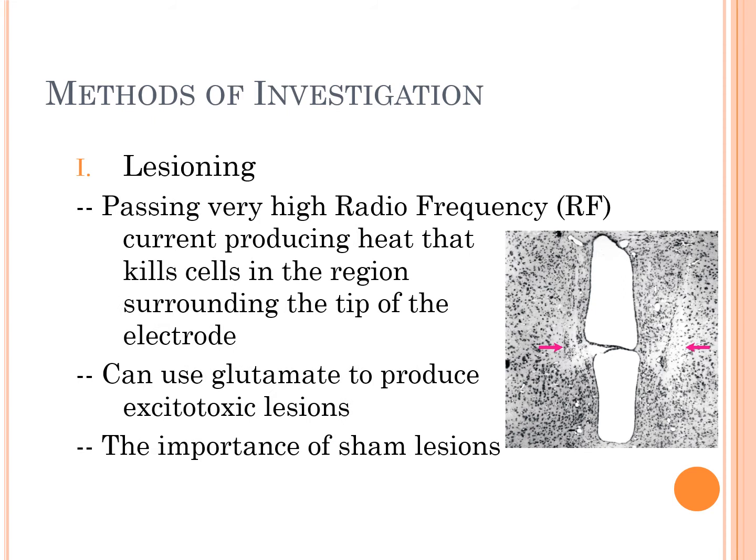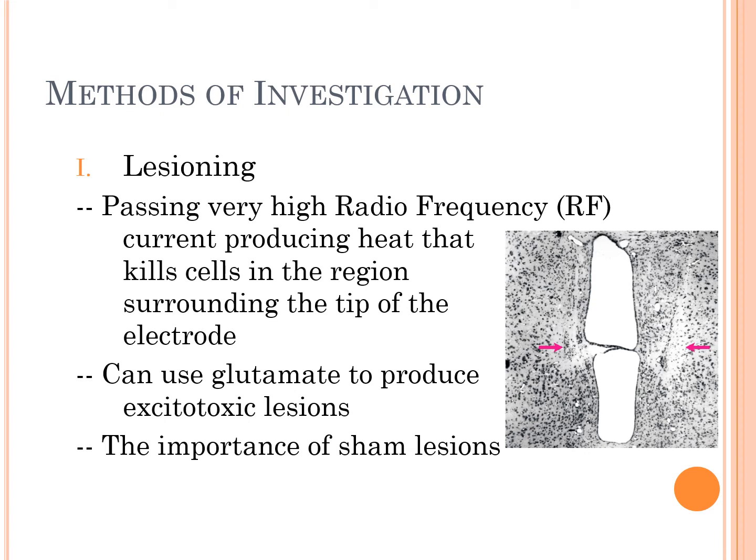So I'm still on getting the electrode into the specific region that we want to damage, and passing an electrical current. This is done by passing a very high radio frequency current that produces heat and kills the cells in the region that surrounds the little tip of the electrode. What this does is damage everything in the area, including the axons going through the area. So even this is a little bit messier than we want.